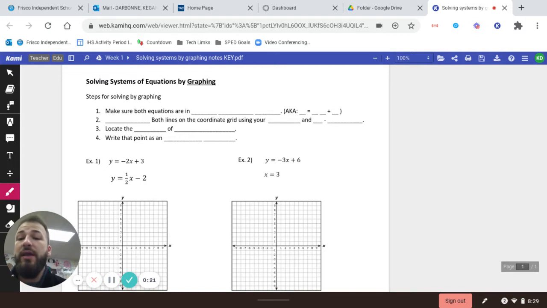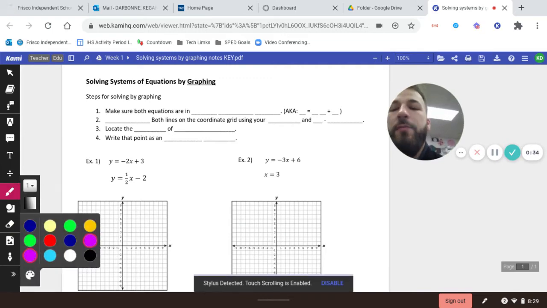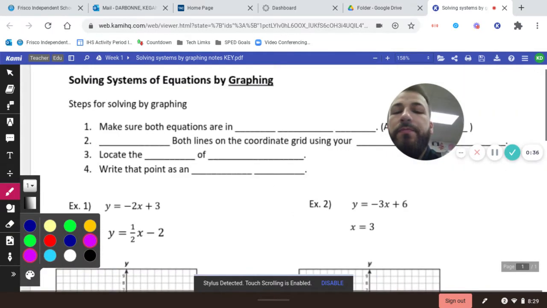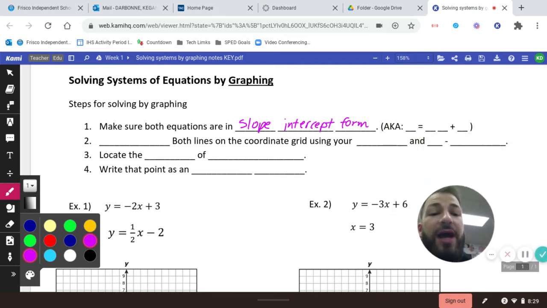Okay, so to actually solve them by graphing, the first thing I need to do is I need to be able to graph them. And to be able to graph these functions, we need to make sure that they are in slope-intercept form. And in case you forgot what slope-intercept form is, that is just our y equals mx plus b. And the reason why we need this is because we use the slope and the y-intercept to graph.